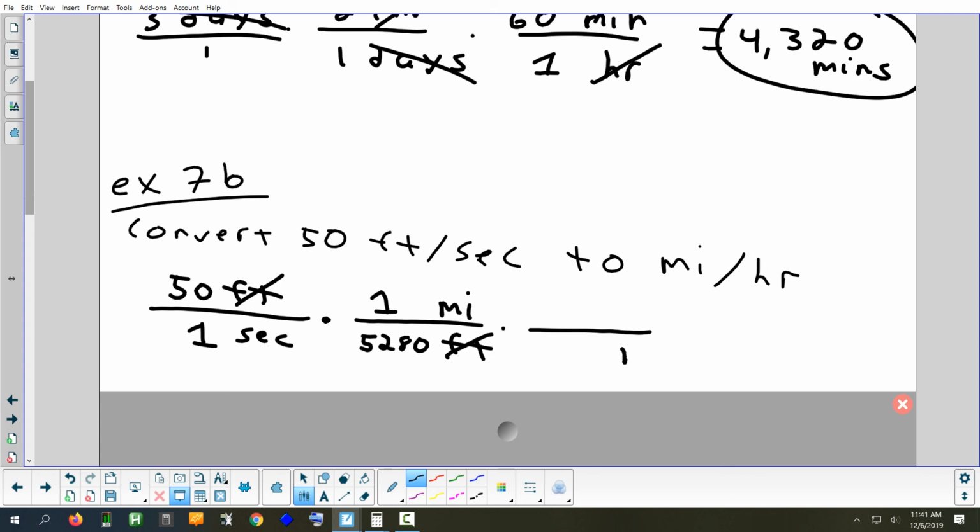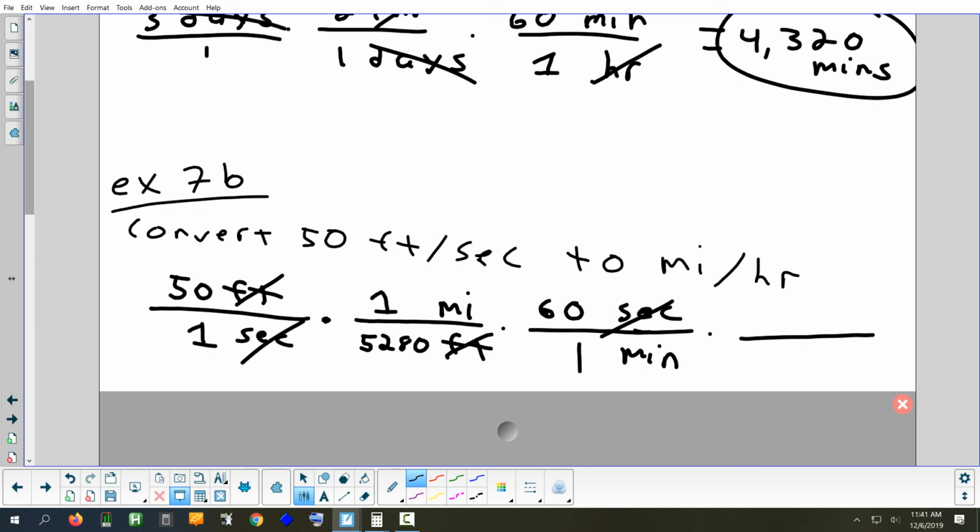Yes, in the bottom. Now the conversion. Eric, how many seconds in a minute? 60. 60 seconds, 1 minute. Another conversion, done. Now you've got miles per minute. One more. Minutes to hours.